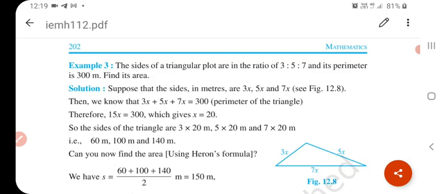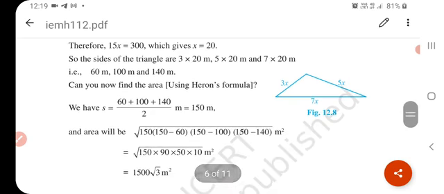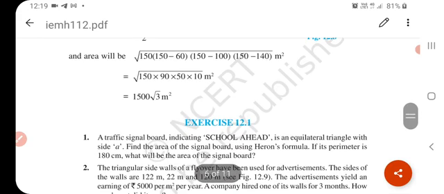Okay, now we find the semi perimeter, S is equal to 60 plus 100 plus 140 upon 2, and our semi perimeter is 150. When we get the semi perimeter, then write the formula: 150, 150 minus 60, 150 minus 100 and 150 minus 140, and you get your answer, that is 1500 root 3 meter square.